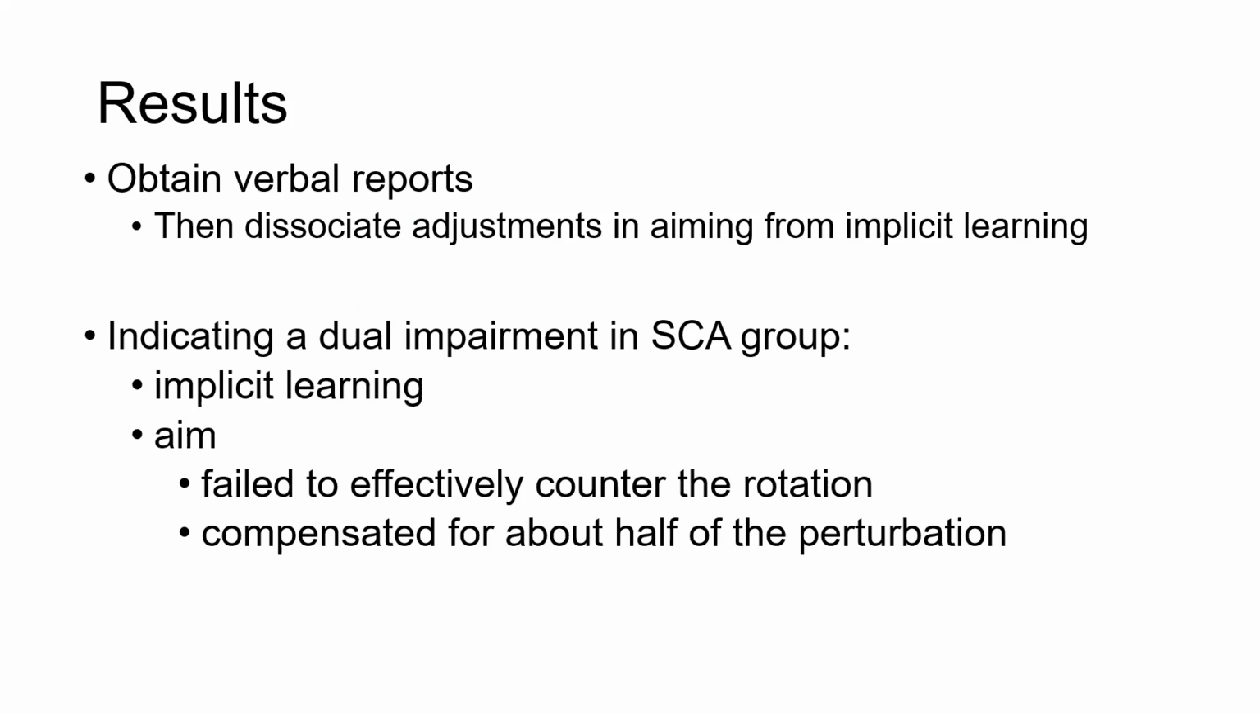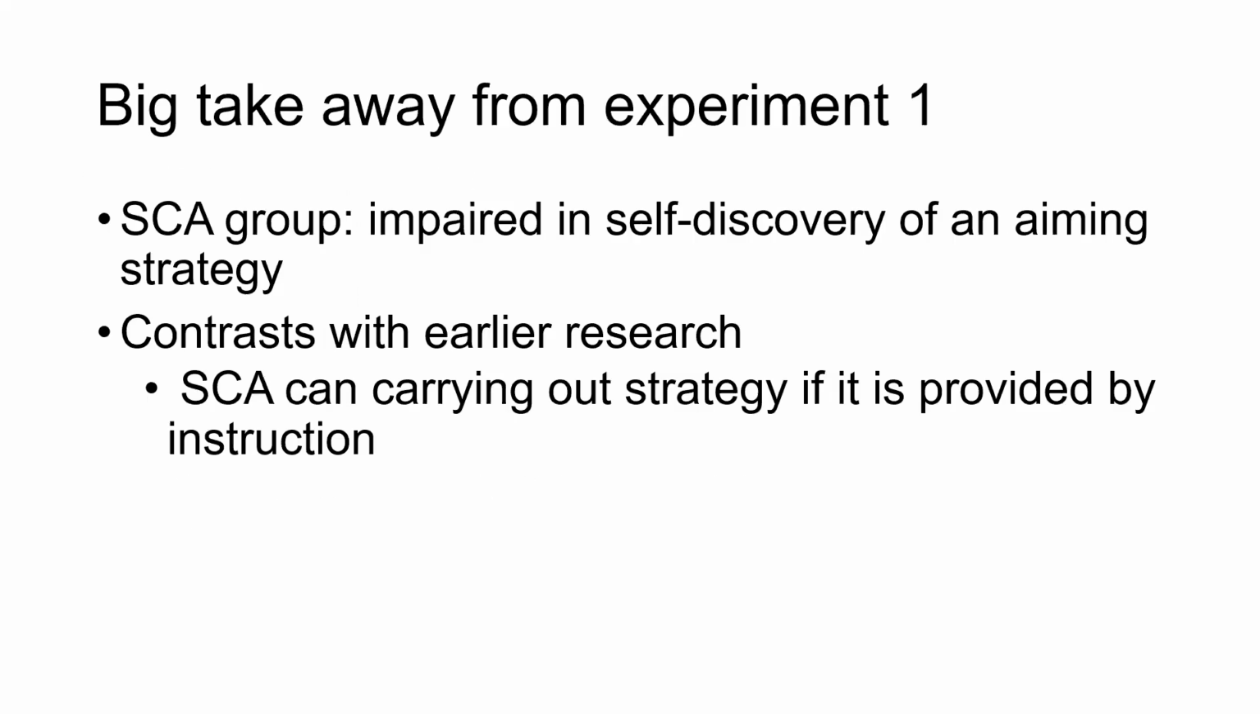Experiment 1 was important because it was able to distinguish performance changes resulting from both changes in aiming and implicit learning. By doing so, a dual impairment in the SCA group was observed in both implicit adaptation and explicit changes in aiming location. The SCA group was only able to counter about 1/2 of the 45-degree visual rotation. Overall, this showed SCA participants had trouble discovering an aiming strategy on their own, and this contrasts with earlier research on how the cerebellum is only associated with implicit learning.